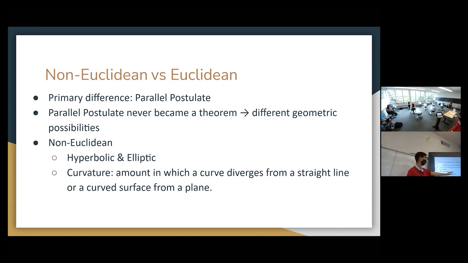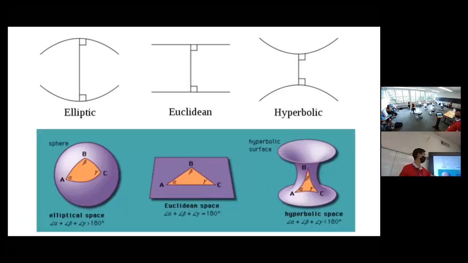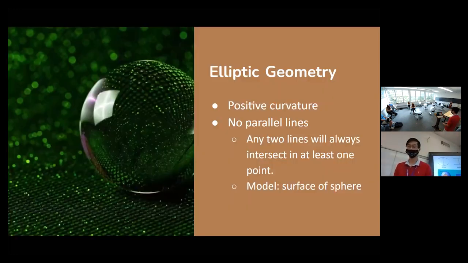Before we get more into elliptic geometry, a key term we need to define is curvature, the amount in which a curve diverges from a straight line or curved surface from a plane. We can see that in this image right here. In Euclidean space, we have a flat plane with straight lines. However, in elliptic space, we have curved lines that curve toward each other, which means they'll never be parallel lines. And the sum of the interior angles of a triangle in elliptic space will be greater than 180 degrees. And we will prove both of these things later.